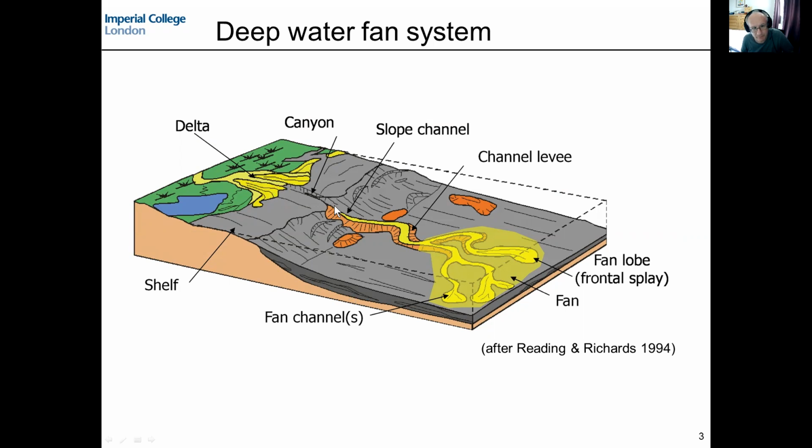We have a channel on the slope that, again, can be confined. It can occur within the canyon, or in systems that don't have canyons, those channels can also run down the slope. That slope channel is sort of the trunk feeder system. As we pass further down dip into the basin, we see that channel can split, and it can have lobes, sometimes referred to as frontal splays, at the downstream termination of those channels.